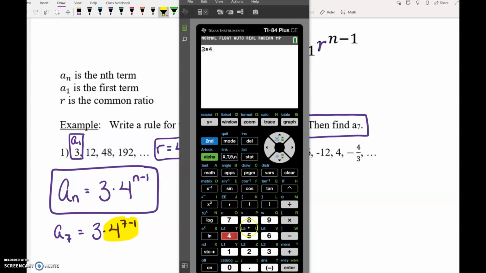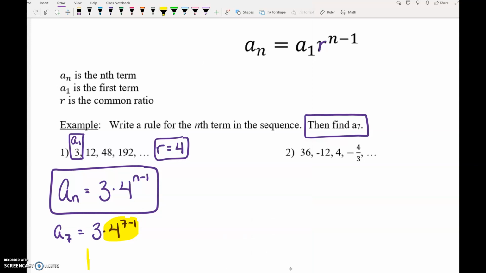But if I do 3 times 4 raised to the 7 minus 1, on my calculator, once I go up into that exponent, my cursor stays in the exponent. So that 7 minus 1 is in the exponent. The correct answer is 12,288. Oops.